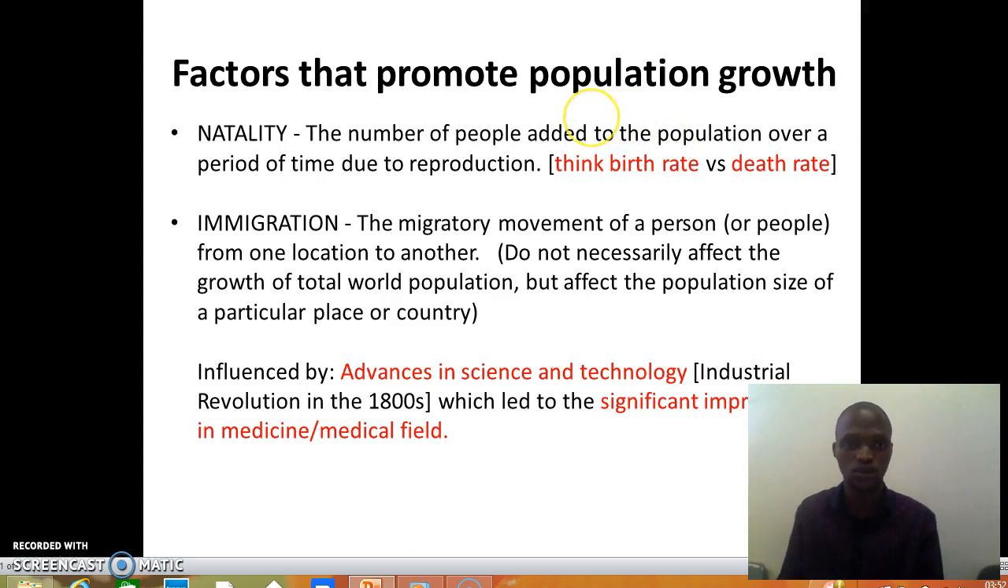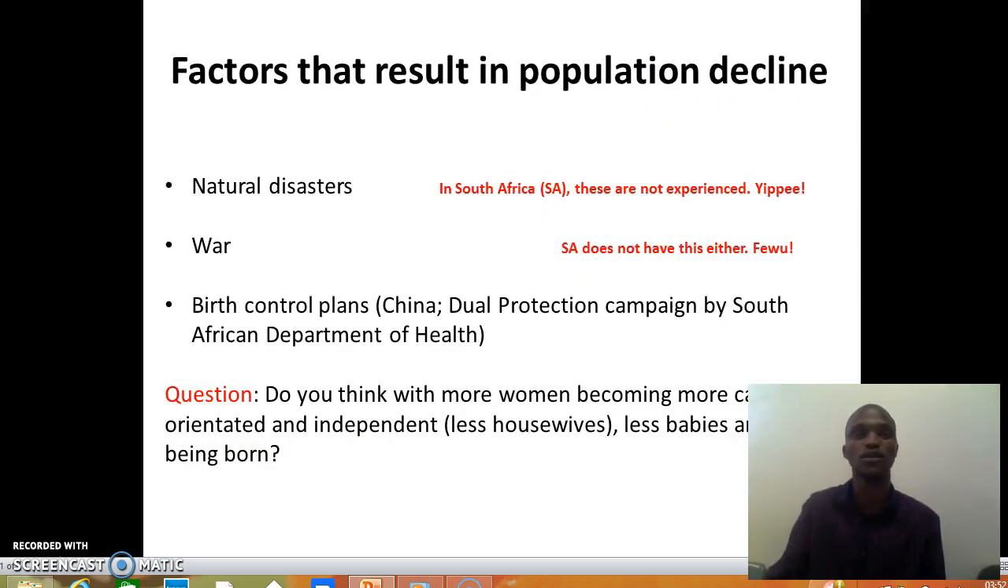on promoting population growth, but it also plays a role because the people who actually migrate are the ones who have the potential of reproducing wherever they go. So I decided to add immigration as a factor that promotes population growth.